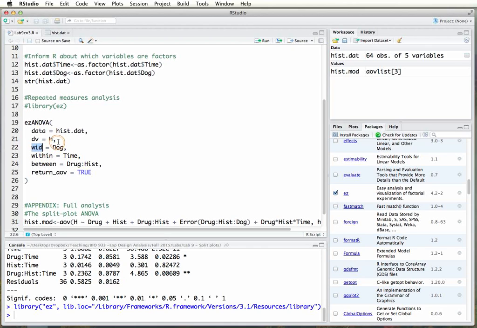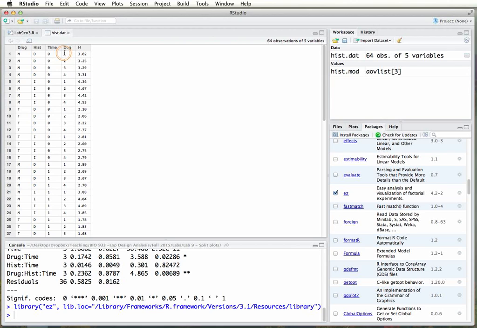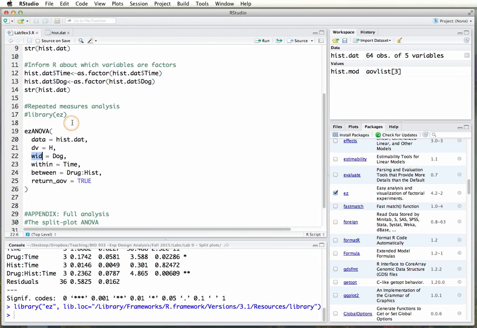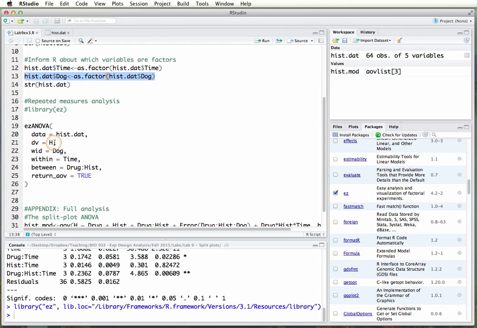And of course, in order for me to be able to call upon it within ezANOVA, dog has to exist within the data table itself, which it does. And we had to have made sure that R understood dog to be a factor, which is what line number 13 in our script was doing. So we designate the response variable, we designate the rep or the experimental unit for the main plot, which is dog. We then designate the within factor. This is the subplot, and of course this is time.